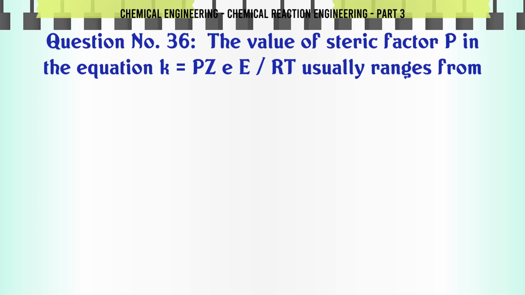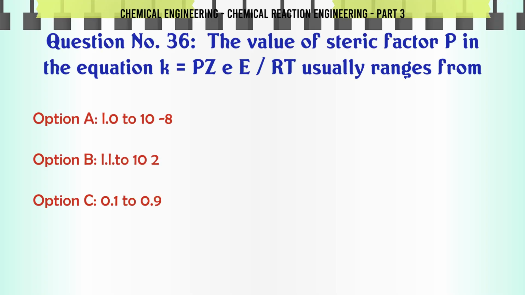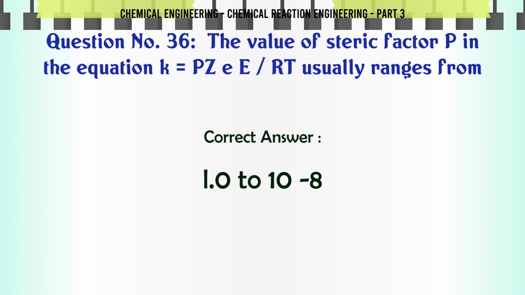The value of steric factor P in the equation k = P Z e^(-E/RT) usually ranges from A. 1.0 to 10.8, B. 1.0 to 10.2, C. 0.1 to 0.9, D. None of these. The correct answer is 1.0 to 10.8.